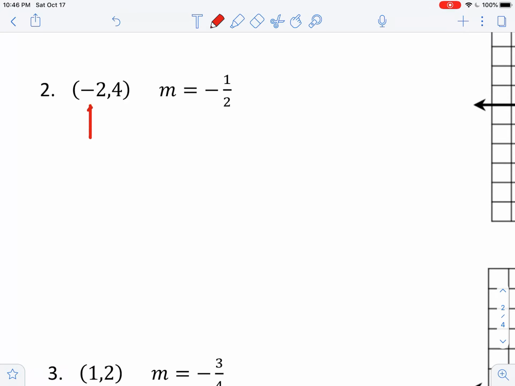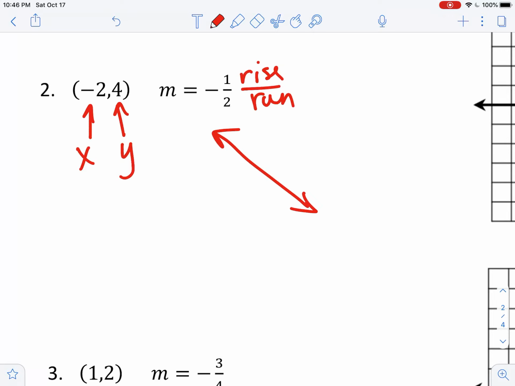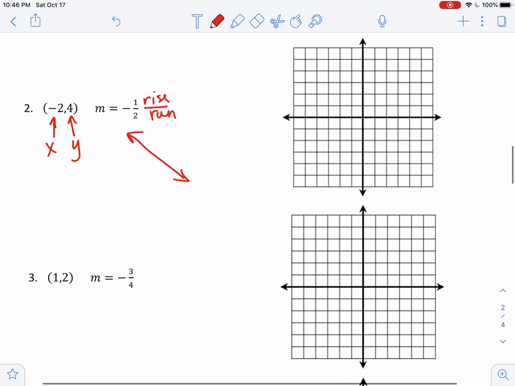Let's take a look at this one. This one has a negative 2 for your x, and then a positive 4 for your y. Again, this slope is a negative 1/2. So we've got our rise, we've got our run, and it's going to be going in this direction. So always keep in mind what it's going to look like in the end. We take it over negative 2. We go up 4. 1, 2, 3, 4. Here's our very first pretty point.